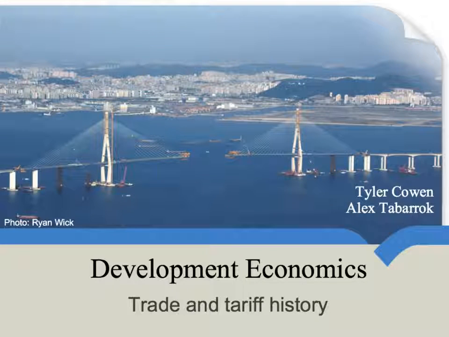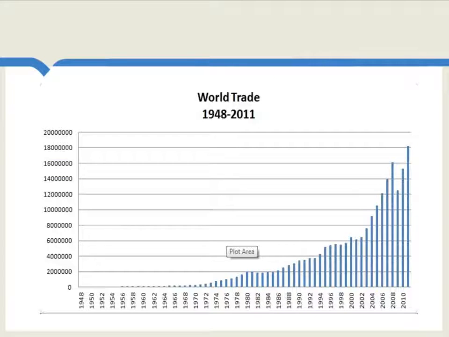Let's take a quick look at some very basic facts about the history of trade and the history of tariffs. Here are some basic numbers on the growth in world trade using 2011 dollars as the metric. One thing I find striking is that when you look at the 1950s and 1960s, just how low trade volume is compared to contemporary standards. You get the beginnings of a takeoff in the 1970s, continuing rises throughout the 80s, and then in the 1990s this figure really moves upward extremely rapidly.